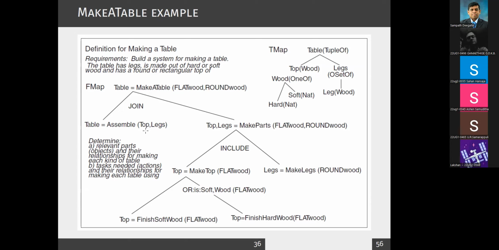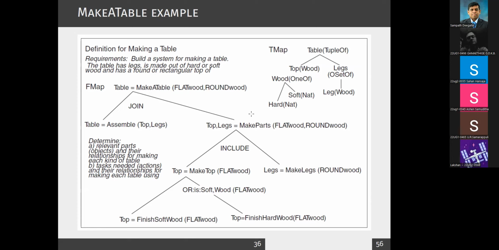The next one is you have to create the top and the legs. So that's what this function is. Make parts, provided that you have flat wood and round wood, will provide a top and the legs. So providing that, then you assemble it. So the next question is, how do you make the parts?